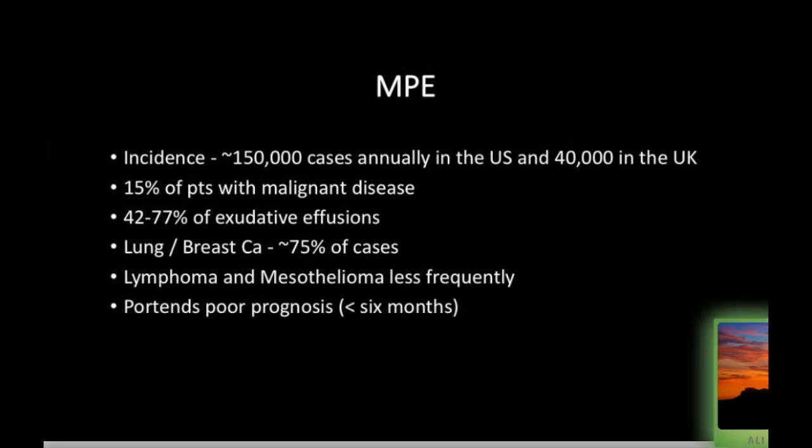Okay, so as you all know, malignant pleural effusion is a relatively common problem in malignancies. About 15% of all the patients with malignancies at some point would develop malignant pleural effusions. We have about 150,000 patients in the U.S. every year and about 40,000 in the U.K. every year with new malignant pleural effusions. And if your patient's effusion is exudative, then you really have about 60 to 70% or more chance that this effusion will turn out to be malignant in the backdrop of malignancy.